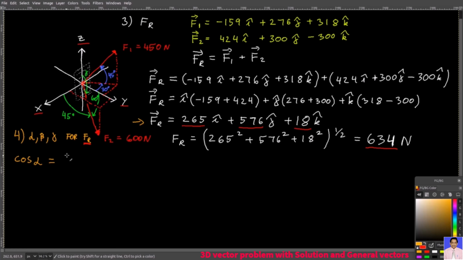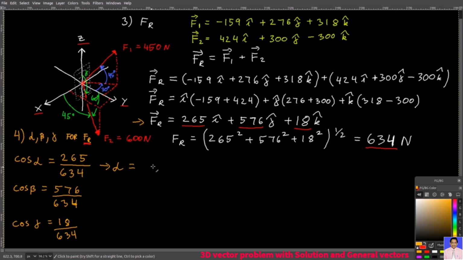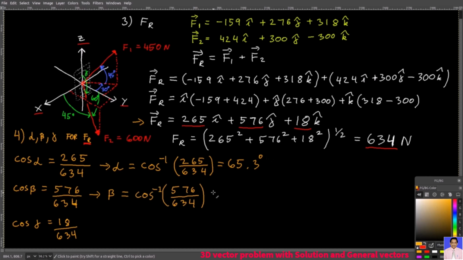So you have everything you need to calculate alpha, beta, and gamma for FR. Cosine alpha equals 265 over 634. Cosine beta equals 576 over 634. And finally, cosine gamma equals 18 over 634. And so that means that alpha equals the inverse cosine of that ratio, and you get 65.3 degrees. Then beta would be the inverse cosine of this ratio, that gives you 24.7 degrees. Finally, gamma equals inverse cosine of this ratio, and that's 88.4 degrees.